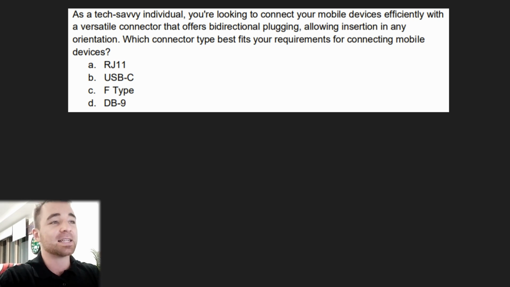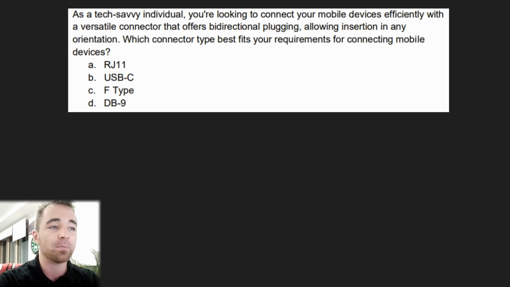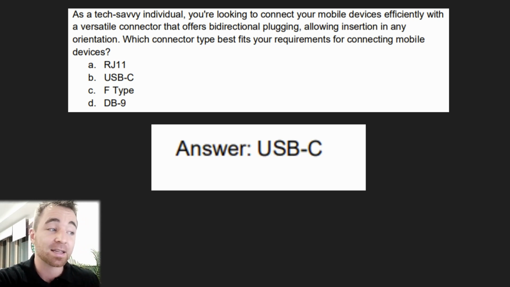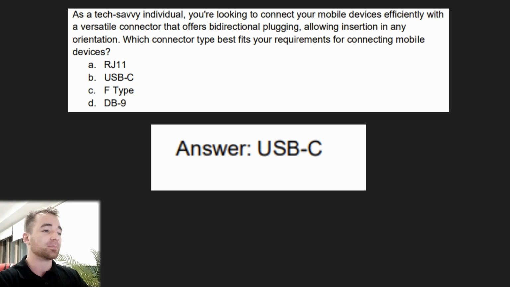The question reads, as a tech-savvy individual, you are looking to connect your mobile devices efficiently with a versatile connector that offers bi-directional plugging, allowing insertion in any orientation. Which connector type best fits your requirements for connecting mobile devices? A. RJ11, B. USB-C, C. F-type, or D. DB9. Pause the video if you need it. Your answer coming in 3, 2, 1. The answer is USB-C, which was B. Okay, bi-directional. You can plug it in upside down, any way you want.